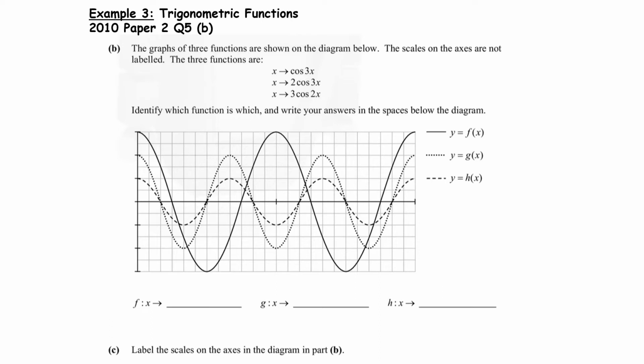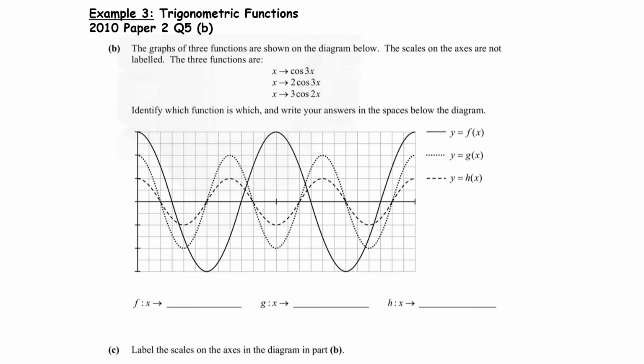So now we have seen trigonometric functions appear paper 1, paper 2. Paper 1 would be the functions paper, paper 2 would be trigonometry. So like they could appear on either, and they have appeared on both. So the graph of 3 functions are shown below, and the scales and the axes are not labelled. These are the 3 functions: cos of 3x, 2 cos of 3x, and 3 cos of 2x.